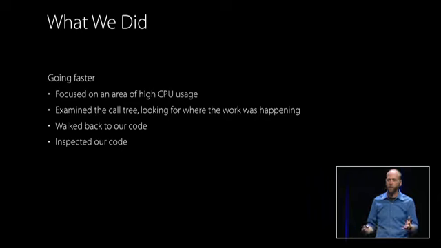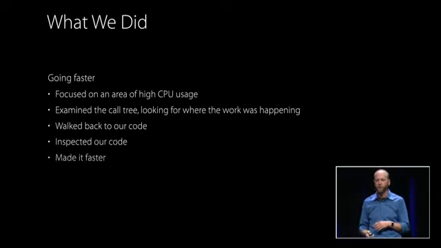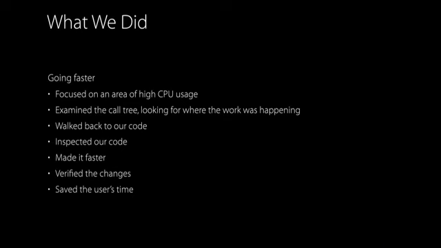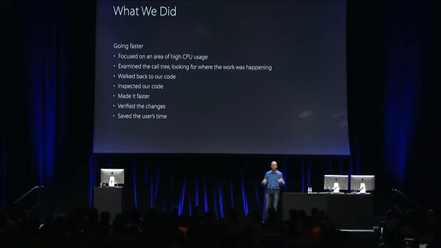We took a look at our code, we thought about it, we scratched our heads, we ate a sandwich, and we figured out a way to make it faster. So we went ahead and implemented those changes and verified that they actually did make it faster. It was a significant improvement in this case. And as a result, we saved a bunch of the users' time. Now when they're using my app to find duplicates, they won't be looking at that spinner forever. It'll finish much more quickly.